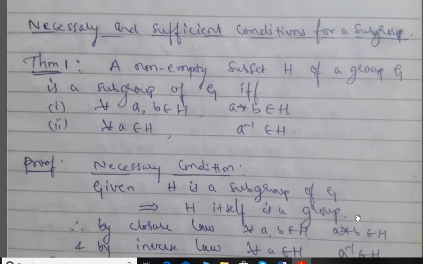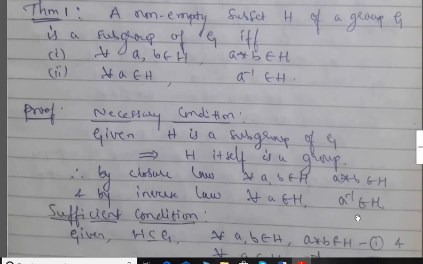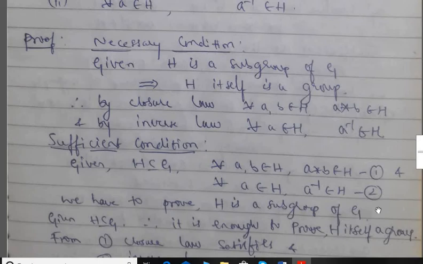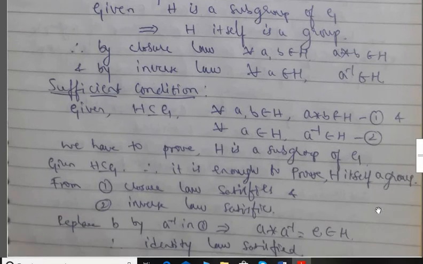That is, for all a, b belongs to H, a star b belongs to H, and for all a belongs to H, a inverse belongs to H. This is simply the necessary condition, nothing more in this case. By the group definition itself we can say that the closure and inverse laws are satisfied.